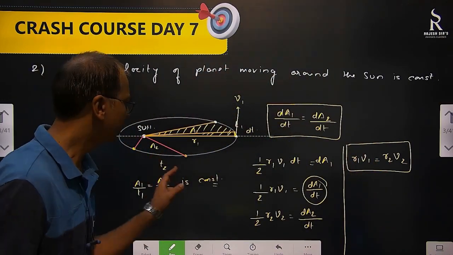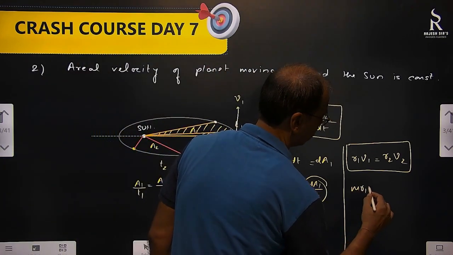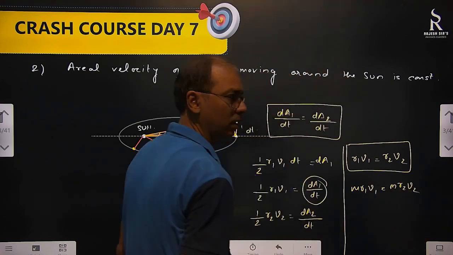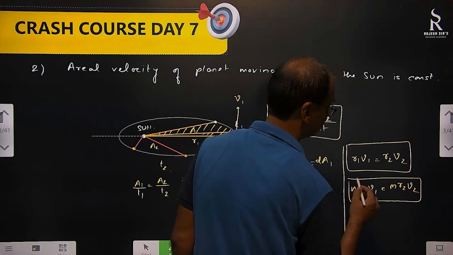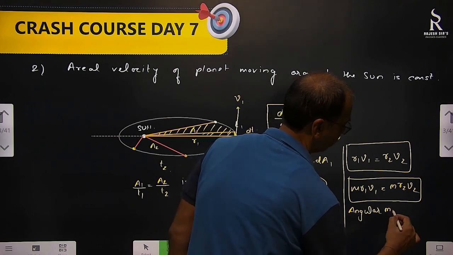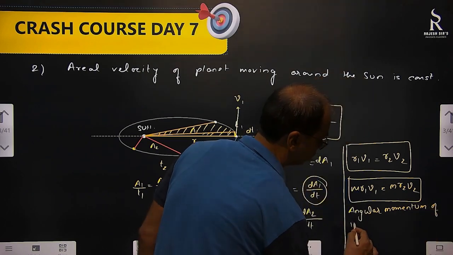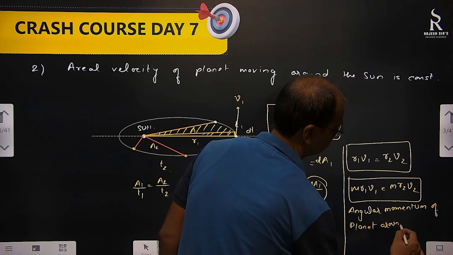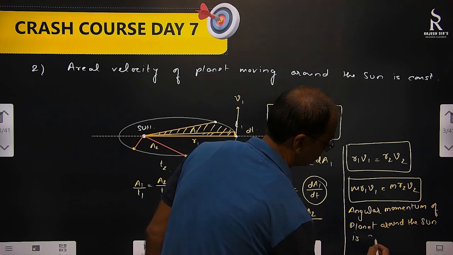Now, if the same planet is moving here, I can write it like this also: m r1 v1 equals m r2 v2. Obviously, we multiplied both sides by m. So this becomes conservation of angular momentum. Angular momentum of the planet around the sun is constant.